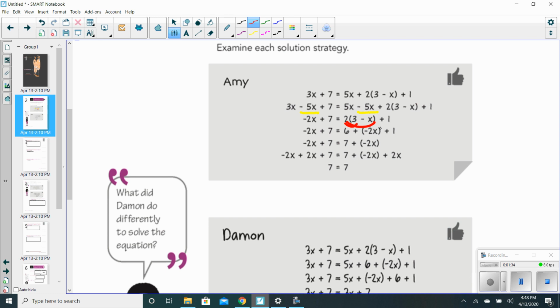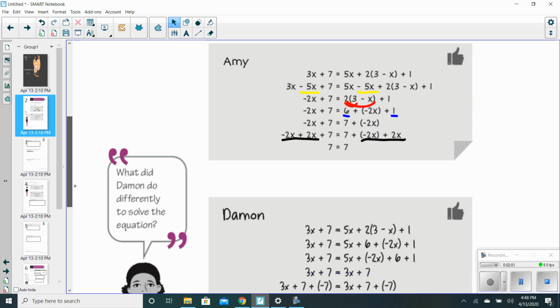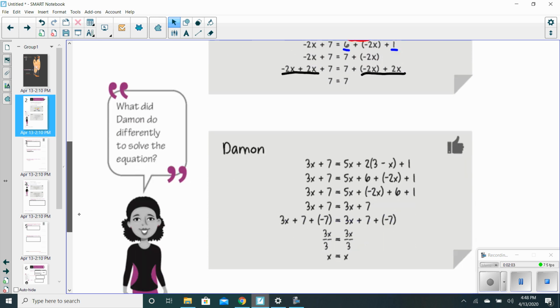She decided that she was going to combine her like terms, so she added the 1 and the 6 together to get 7. And once everything was all said and done, she had negative 2x plus 7 equals 7 plus negative 2x. She added 2x to both sides, and when she did that, she was left with 7 equals 7. And I would hope by now that we know 7 does equal 7. If I have 7 apples, that means I have 7 equals 7 apples.